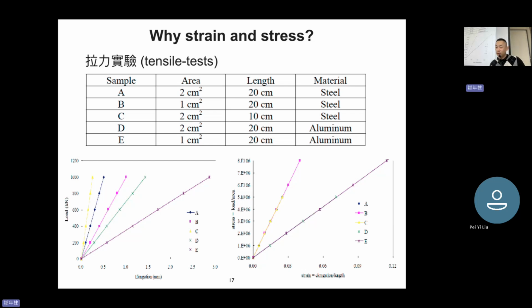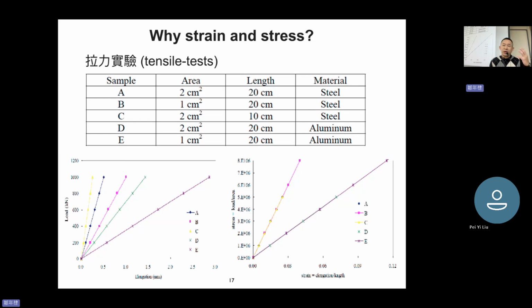Galileo did an experiment. He did a tensile test. The samples A, B, C, D had different shapes and geometry, and the material was 3 steel and 2 aluminum. So you just do the tensile test and measure the load and displacement. This is the result: the 5 devices give you 5 curves, 5 lines.